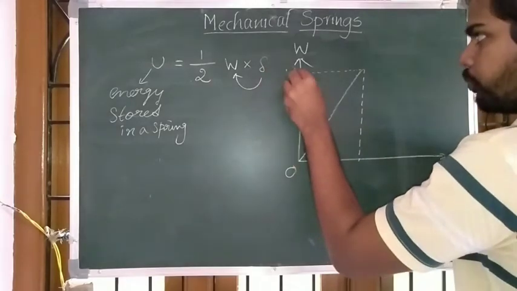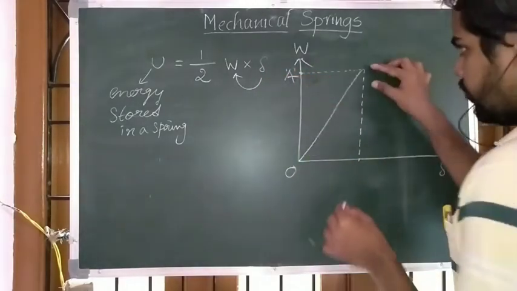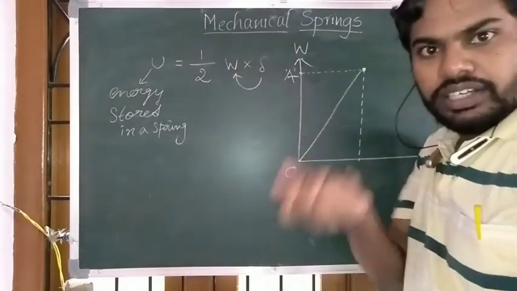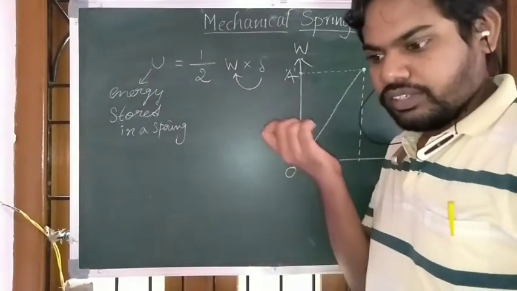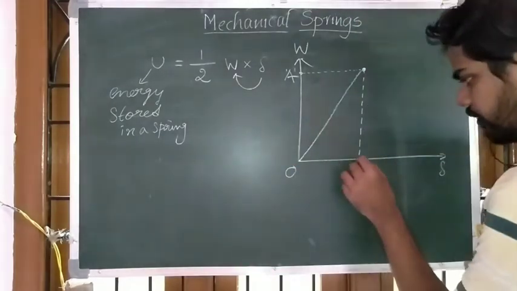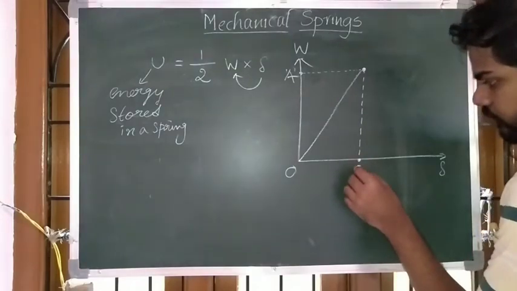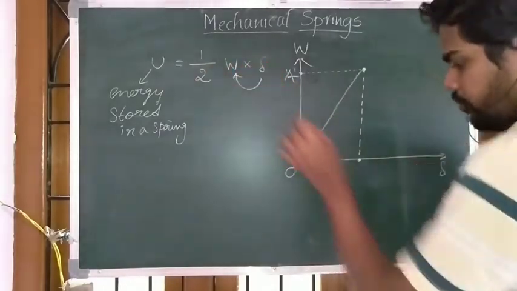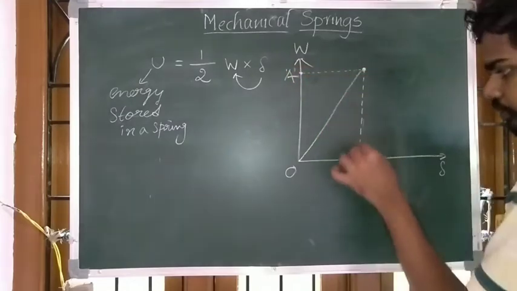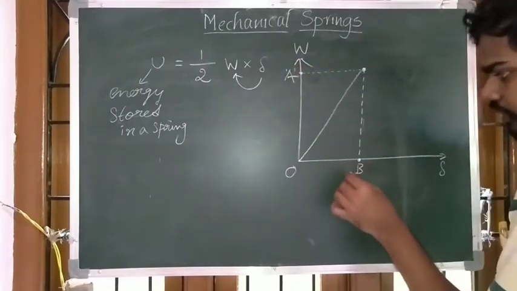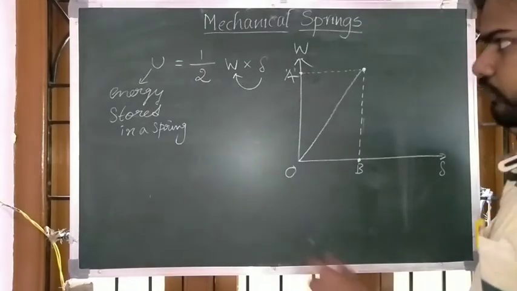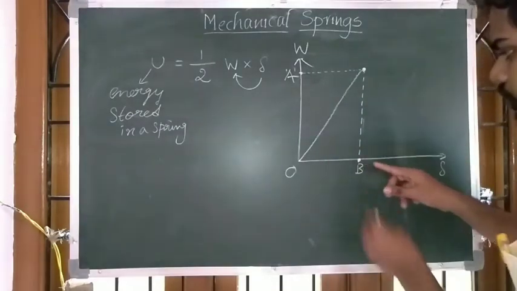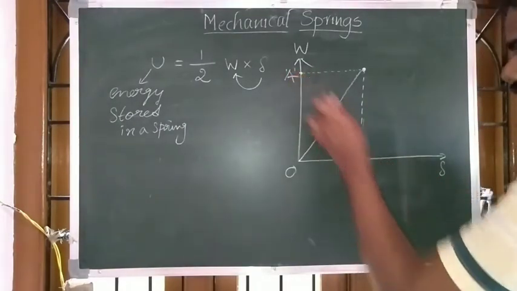Due to this gradual load, let us say this point A. Due to this load W, it will deflect. It will deform. So the deflection is, let us say, this. Let us denote this point with B. When we apply the load W, the spring deflects. How much does it deflect? Some value, some delta. For this load, we got this deflection.